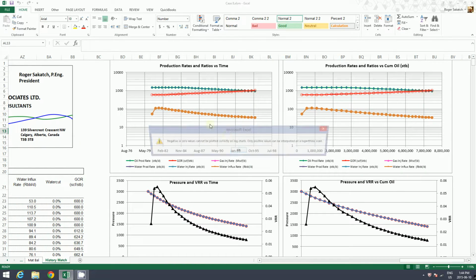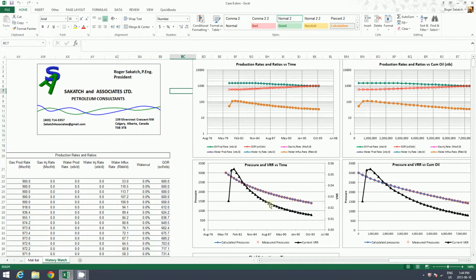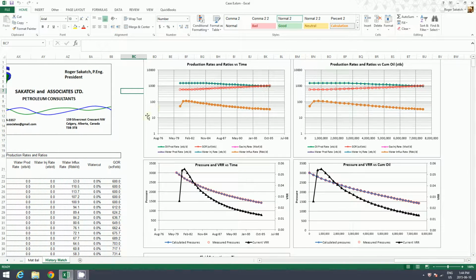Okay, so here are the results here. This first graph is a plot of the production rates and GORs that we had seen initially. Again, there's our oil production rate of 1,500 barrels a day, flat for a period of time before starting to decline down. The GORs were initially around 600 cubic feet per barrel and then began to rise slowly over time as we continue to fall further below the bubble point.